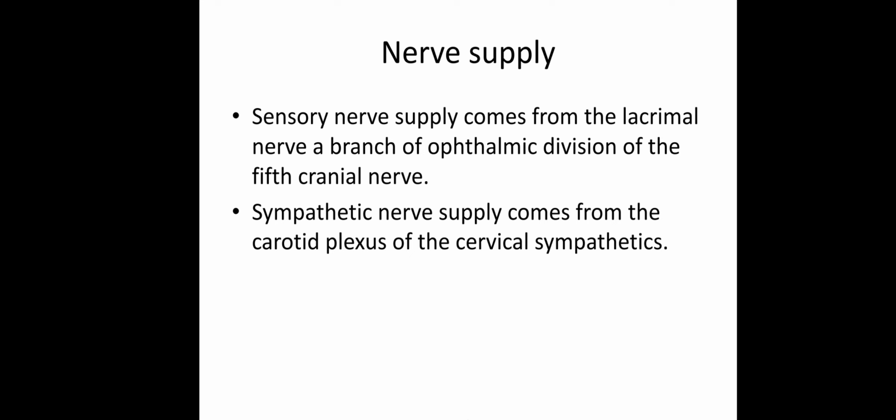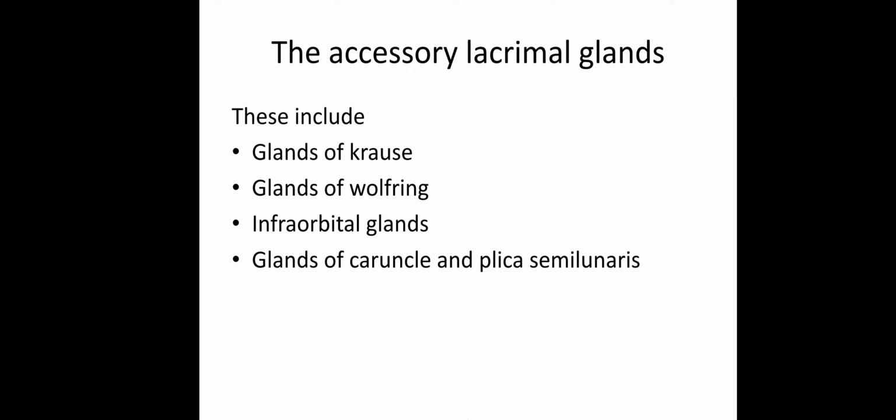The sensory nerve supply comes from the lacrimal nerve, a branch of the ophthalmic division of the fifth cranial nerve. Sympathetic nerve supply comes from the carotid plexus of the cervical sympathetics. The accessory lacrimal glands are the glands of Krause, glands of Wolfring, infraorbital glands, glands of the caruncle and plica semilunaris.